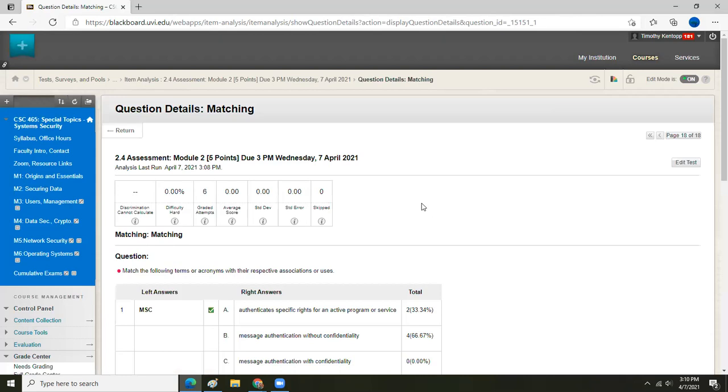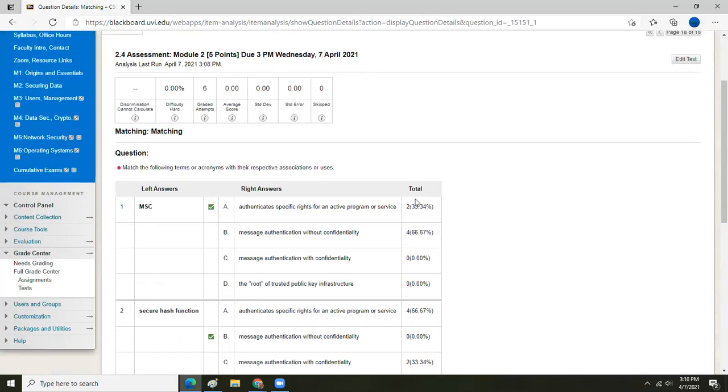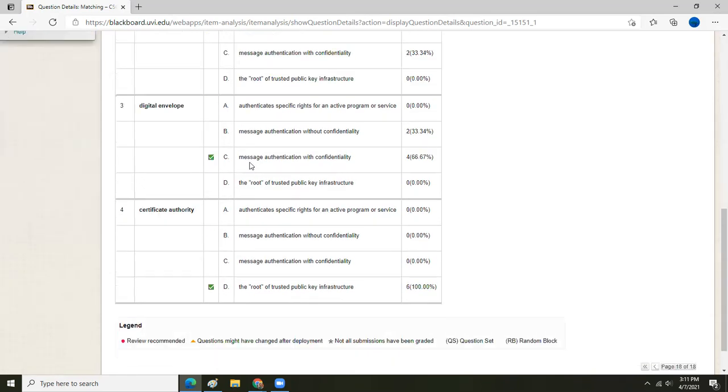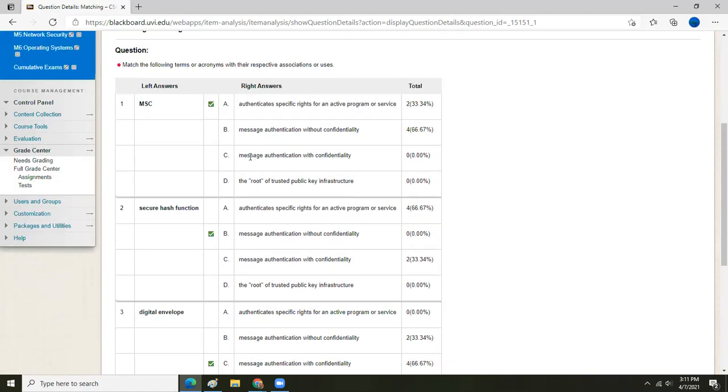So in terms of matching, basically matched the following terms or acronyms with their respective associations or uses. So MSC, that's a managed service account. Actually, I may go ahead and post some credit for this. That's supposed to be MSA for managed service account.